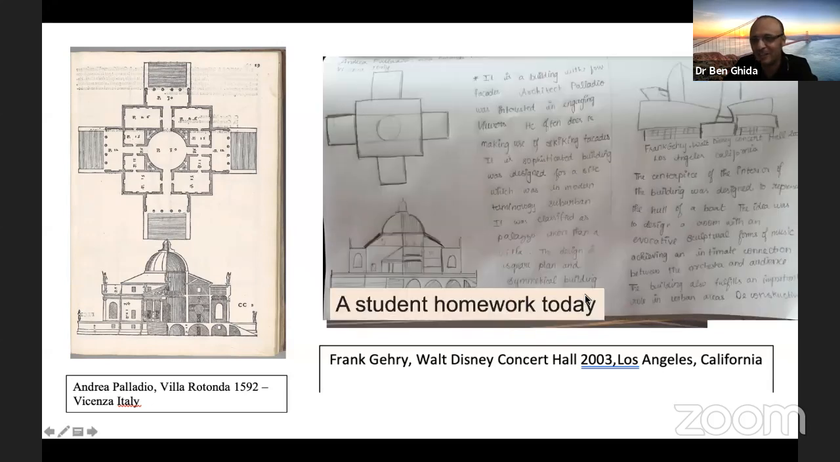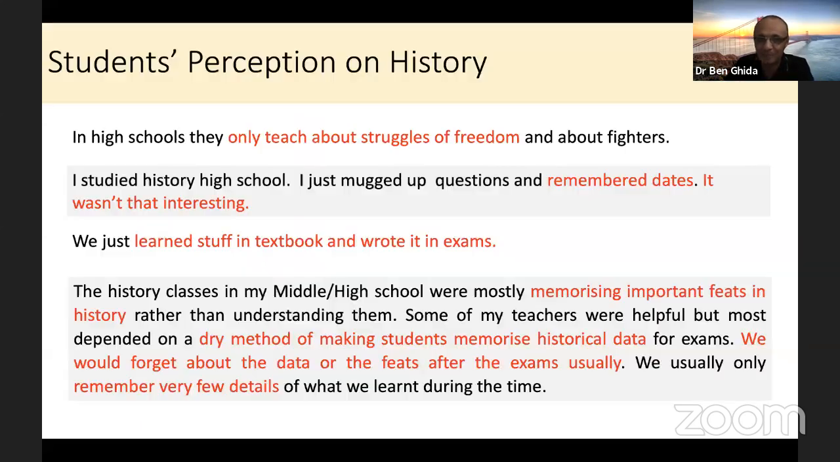The analysis was really interesting. Why? Because at the end, this is what the students submitted to me. It's only a rough sketch and text copied from Wikipedia. And for them, this is an architectural analysis. Obviously, there is a problem in the teaching of history of architecture.